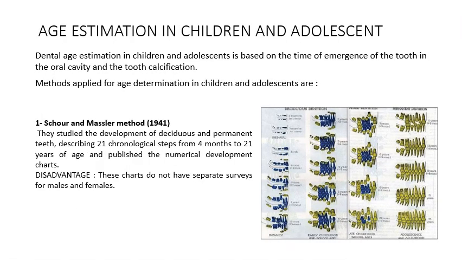So we'll look into Schour and Massler's method of age estimation. They studied the development of deciduous and permanent teeth, describing 21 chronological steps from 4 months to 21 years of age, and published the numerical developmental charts. The disadvantage is that these charts do not have separate surveys for males and females.